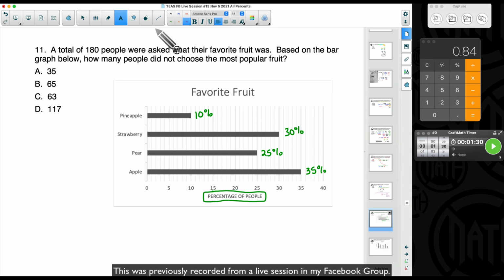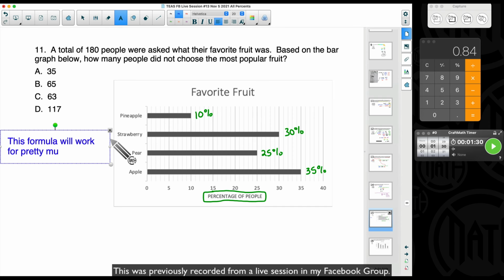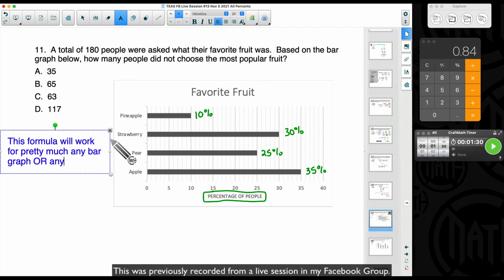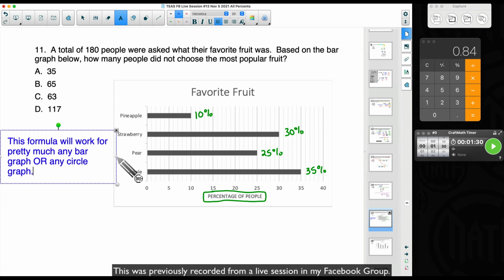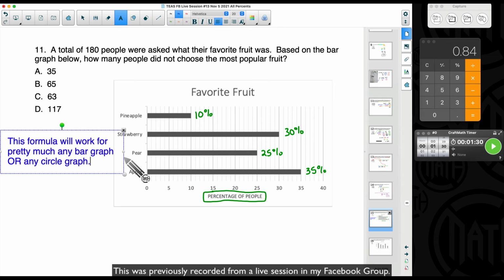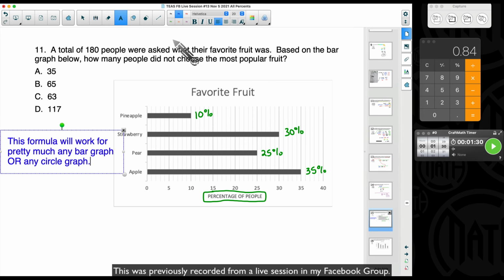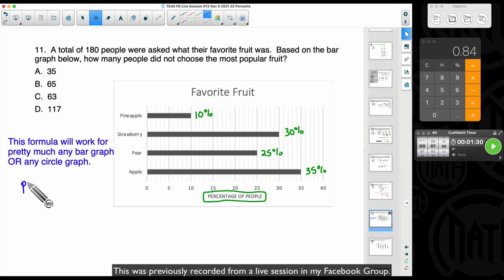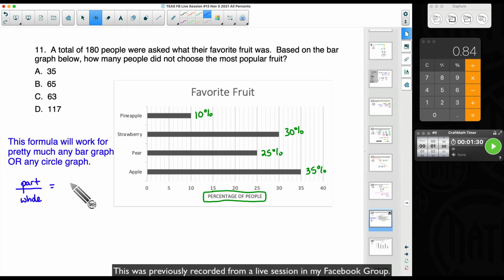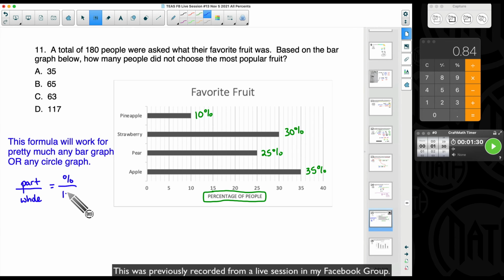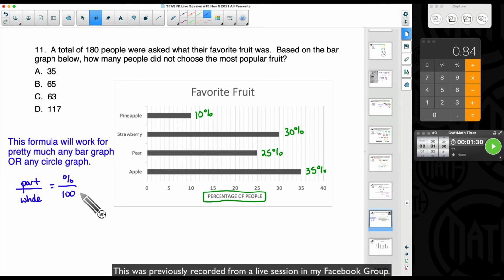Now, for bar graphs and circle graphs, I am going to give you a formula. I am going to tie in some proportions here. Again, just showing alternative approaches. This formula will work for pretty much any bar graph or any circle graph. And heck, if you have bar graphs and circle graphs on the TEAS, it's one formula. It kind of ties back to the is over of equals percent over 100. And it's not going to be is over of. I'm going to give you some different words. And that's going to be the following. Part over whole is equal to the percent out of 100. It's just a variation of words. Is over of equals percent over 100.